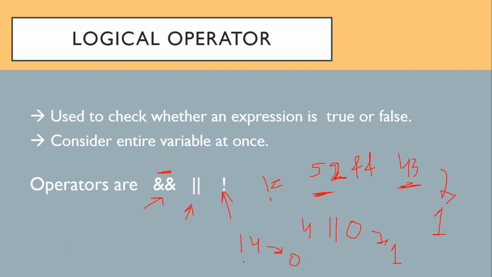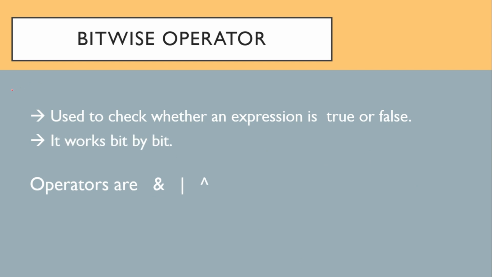So this was logical. Now the bitwise operator is also used to check whether an expression is true or false. But here the difference is that it works only bit by bit. We will see this in examples in a moment. The operators are AND, OR, and exclusive OR, which is represented by a caret.